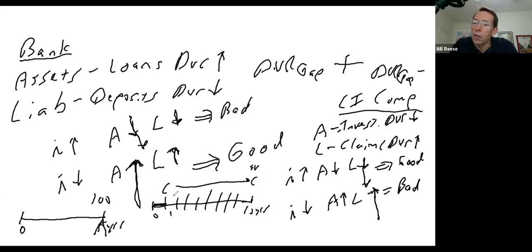This is one of the reasons why swaps are so popular as a hedging tool, because you can swap variable rate payments on a loan for fixed rate payments on a loan, or swap fixed rate payments on a loan for variable rate payments on a loan. We'll talk about some of these ways to be able to hedge a little bit later.